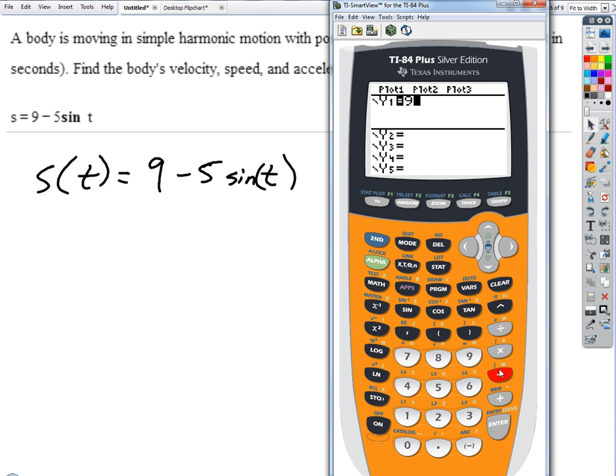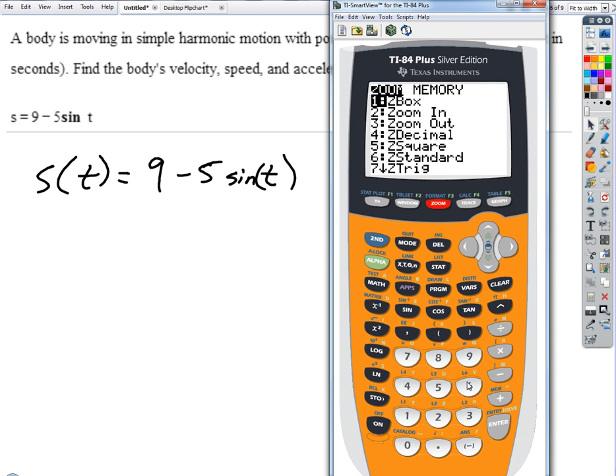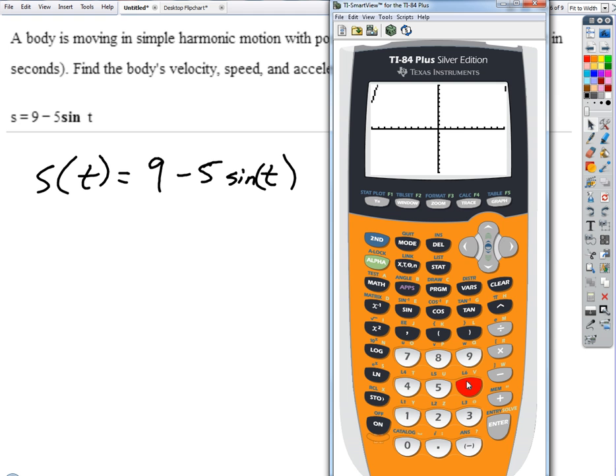9 minus 5 sine, we're going to call it t, but on our calculator it's X. Okay, and then we'll go zoom trig, number 7. Oh yeah, because it got pushed up so much. So we'll go zoom 6. You're right, zoom trig didn't work well.